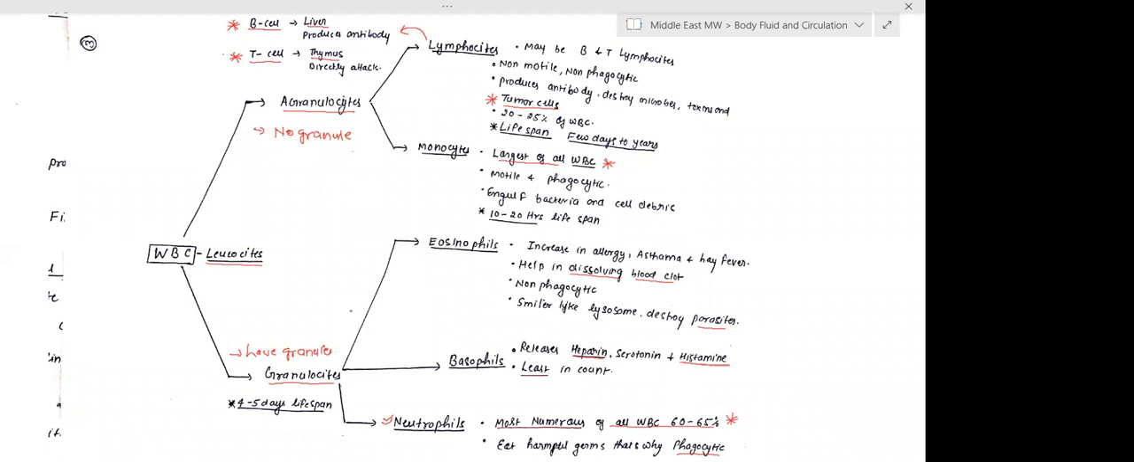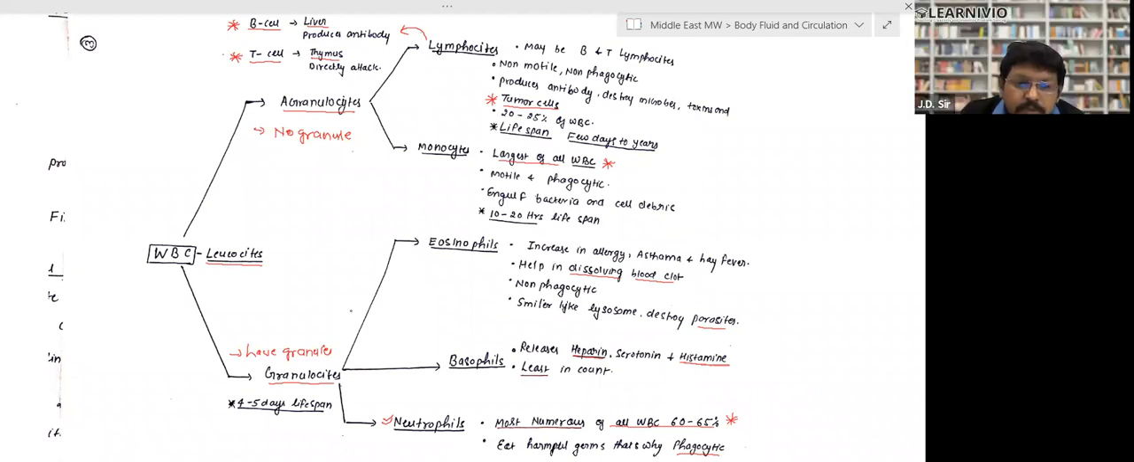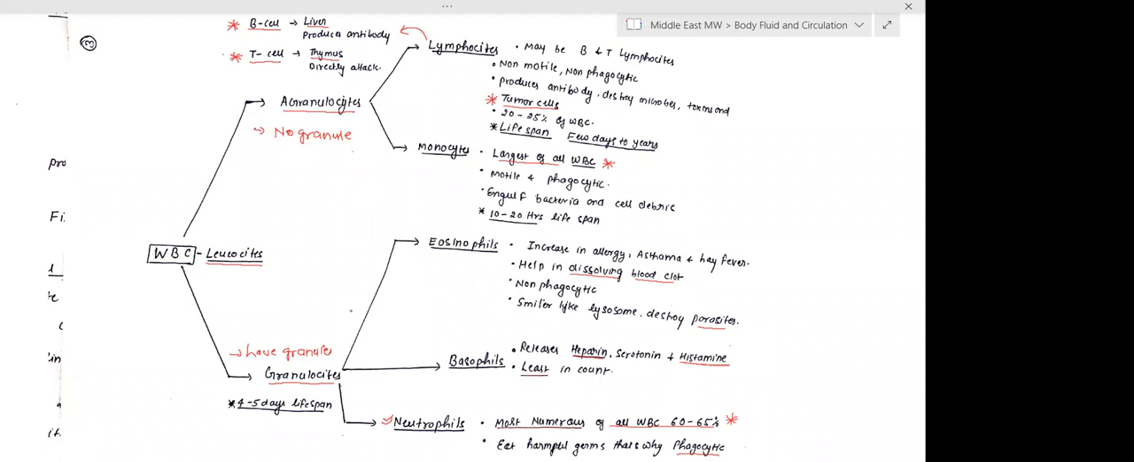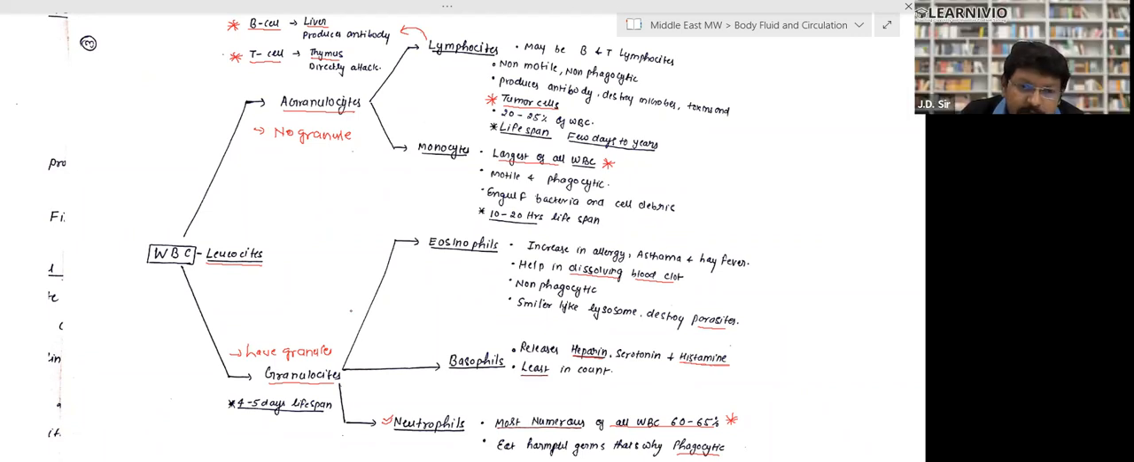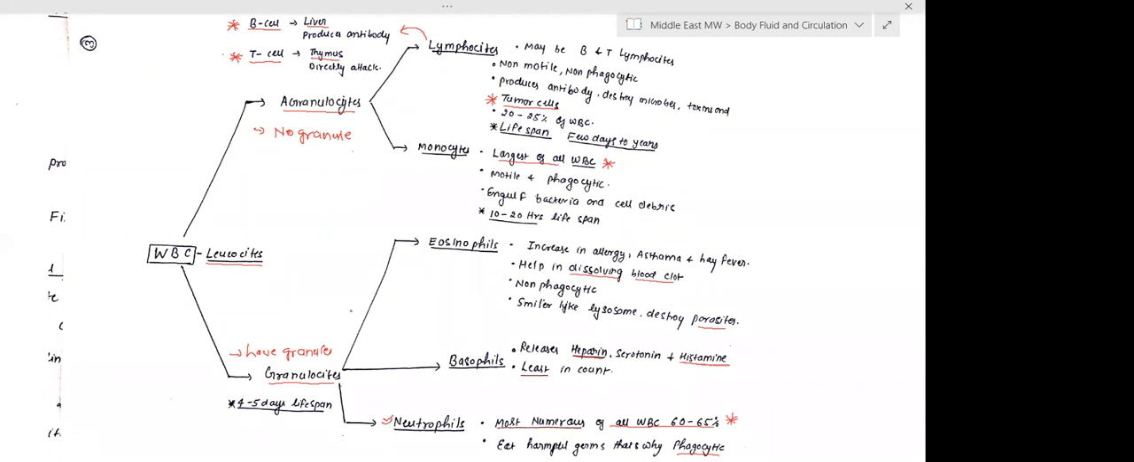So what are B cells and T cells? B cells are a type of lymphocyte. The lymphocytes which are produced in liver are called B cells, and the lymphocytes which are produced in the thymus gland are called T cells. Thymus gland is present over here. We'll study it in the endocrine system, right? So those lymphocytes formed in thymus gland are called T cells, and those produced in liver are called B cells. Clear?